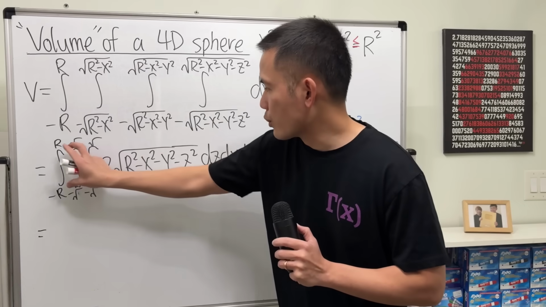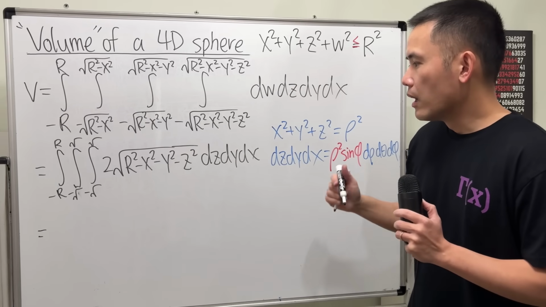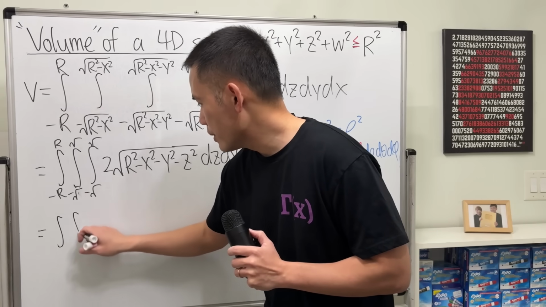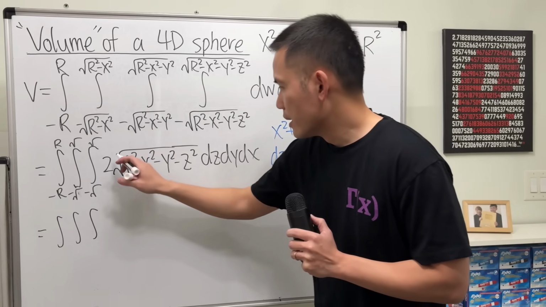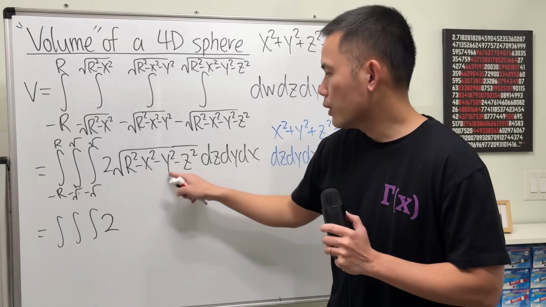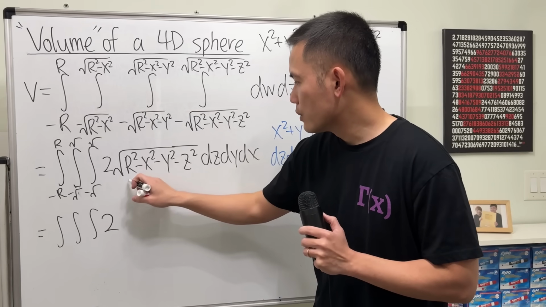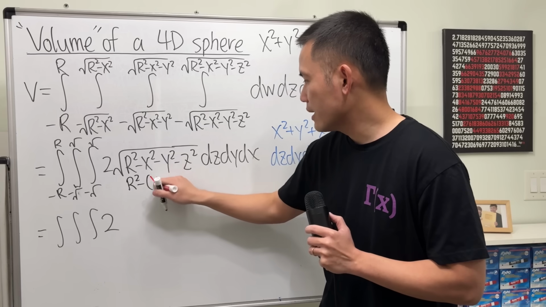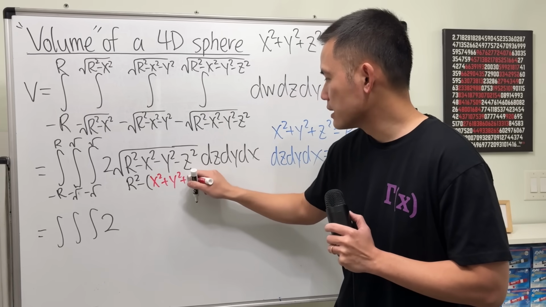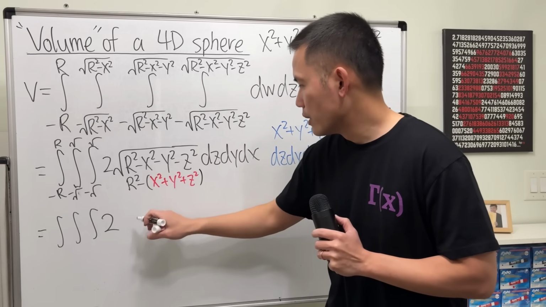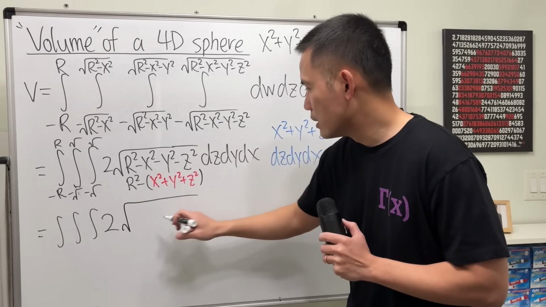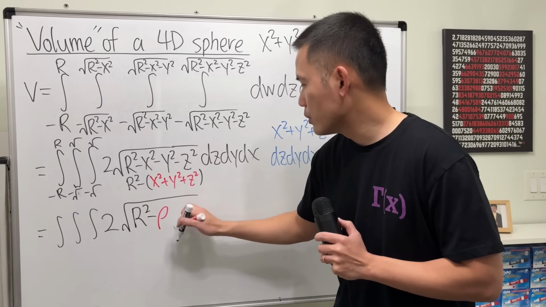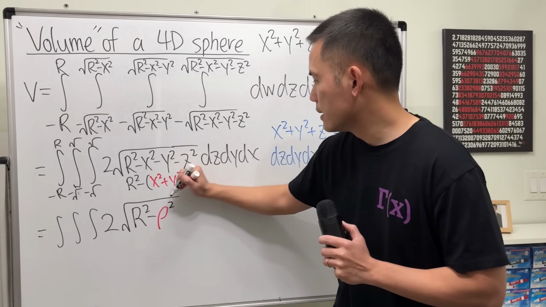So these right here are right here. Now, what are the things that are going to change? Have a look. We have the integral, integral, integral. Here is 2. And of course, the expression inside is r squared minus parentheses x squared plus y squared plus z squared. So on the inside, the square root of r squared minus all that is just rho squared.